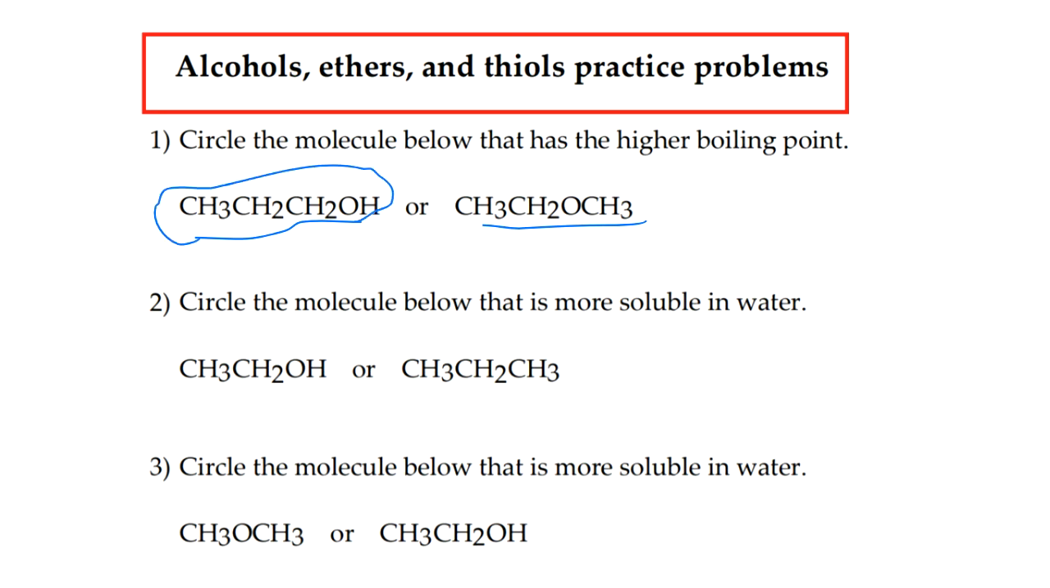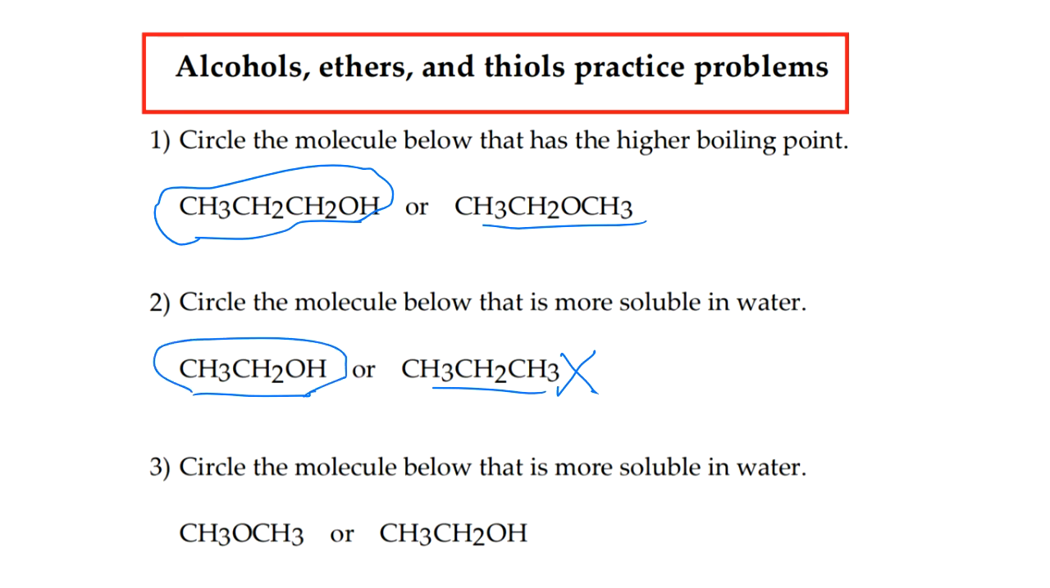Okay, circle the molecule below that is more soluble in water. First one is alcohol. It's polar. Second one is alkane. Alkanes have no polar bonds, so alkanes are not polar. So alcohol is polar, then it will be soluble in water.